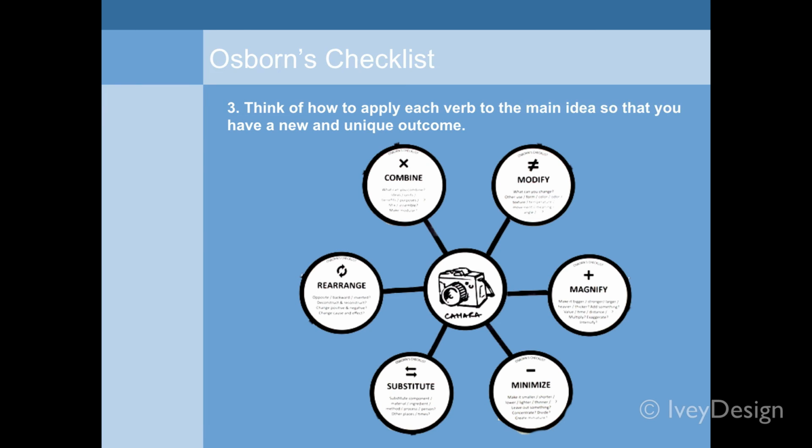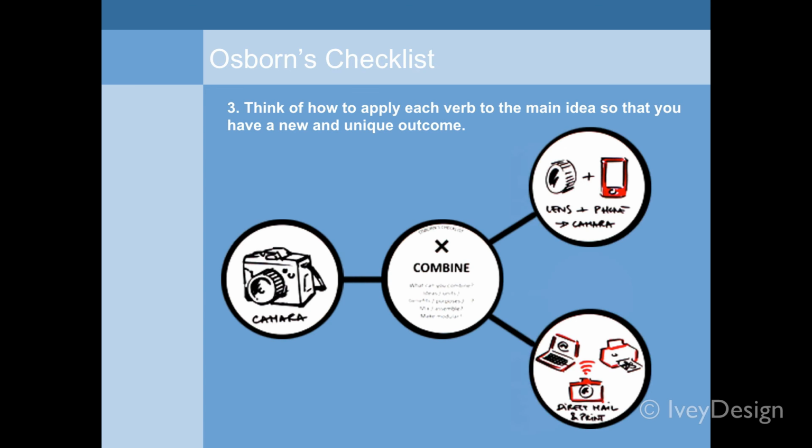Next, think of how you can apply each verb to the main idea so that you have a new and unique outcome. Let's have a look at some of these. So if I took the camera and I decided to combine the camera with something, what ideas would come to mind? So in this case, I could maybe take the camera and combine it with a phone. And so now I've got a phone on my camera. Or I can connect my camera and combine it to my computer or to my laptop. All of these are ways of combining a central idea to some other idea, and I've come up with a unique outcome.